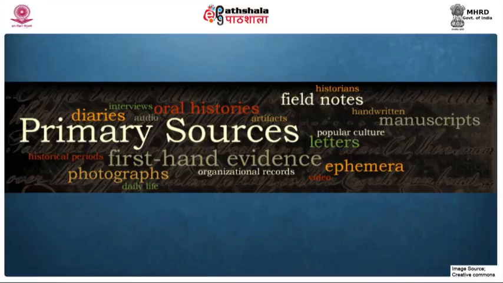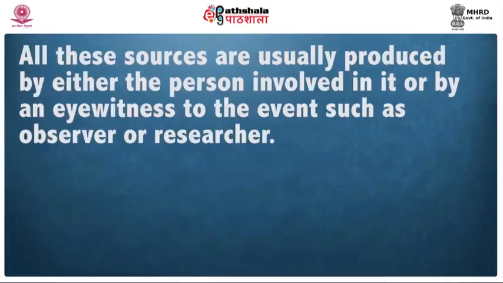Because the writer is a witness to these written texts, such documents are considered original and authentic. The common examples of primary sources include court records, letters, photographs, recordings, diaries, journals, autobiographies, notes, and so on. All these sources are usually produced by either the person involved in it or by an eyewitness to the event, such as an observer or researcher.